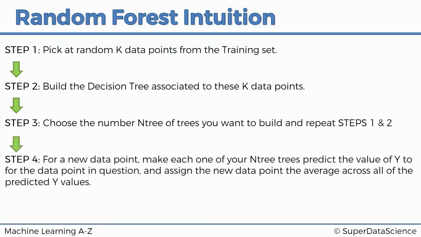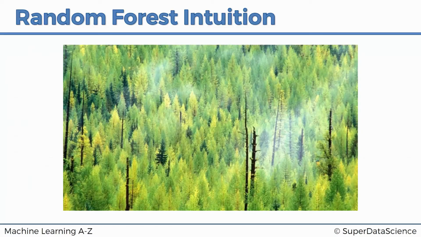And then finally, you're going to use all of them to predict. For a new data point, make each one of your trees predict the value of y for the data point in question, and assign the new data point the average across all of the predicted y values. So instead of just getting one prediction, you're getting lots of predictions. By default, usually these algorithms are set to about 500 trees at least. So you're getting 500 predictions for the value of y, and then you're taking the average across those. In that way, you're not just predicting based on one tree, but predicting based on a forest of trees.